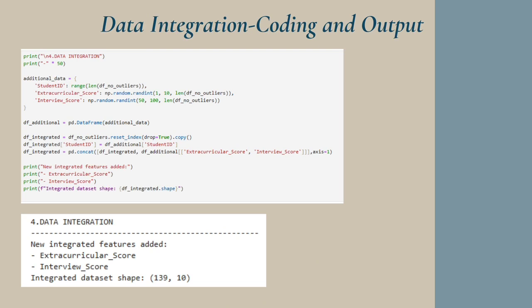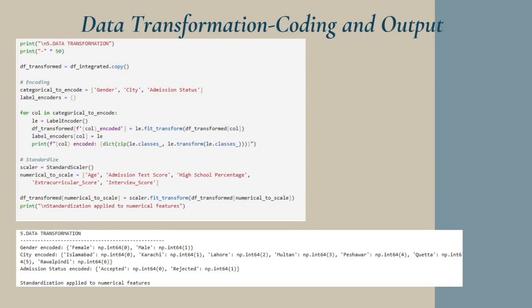We print, confirming that it shows 2 new features successfully added. Student ID was also integrated, but is not explicitly mentioned in the print. So we have the current dataset size of 139 rows and 10 columns. For the next part is data transformation.